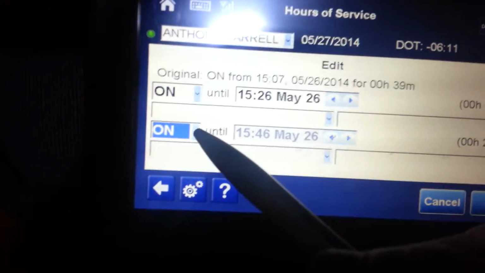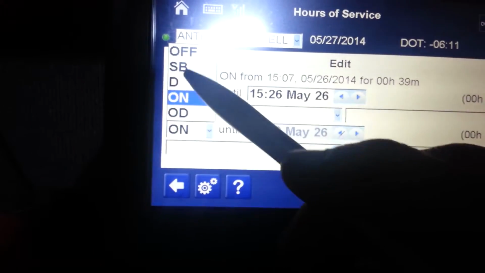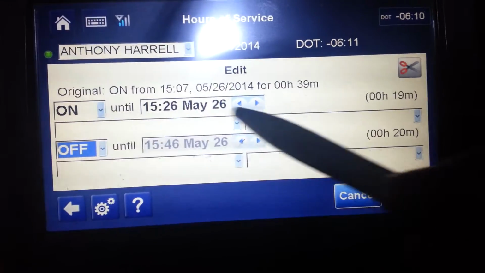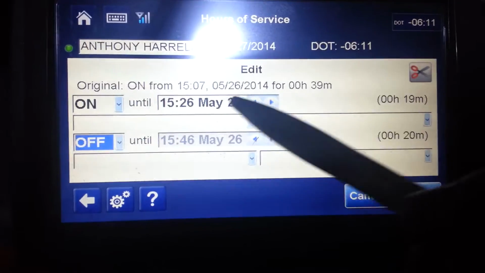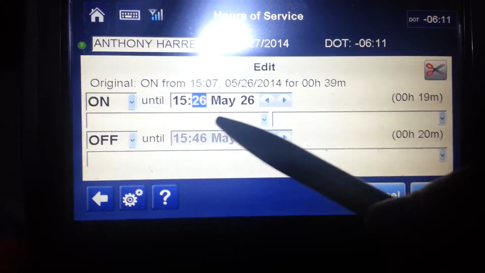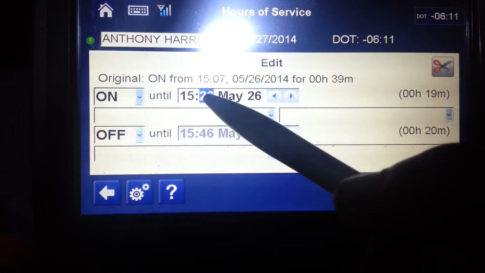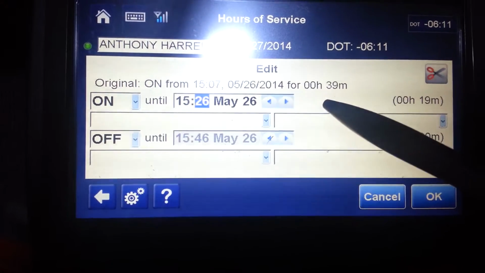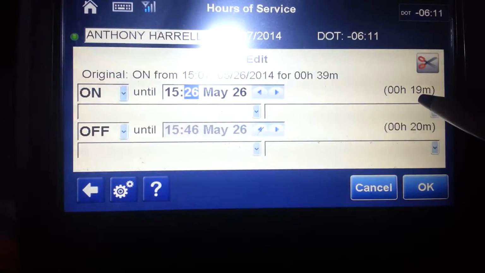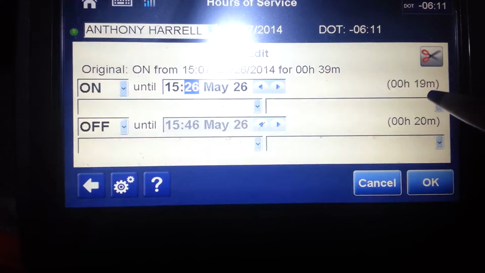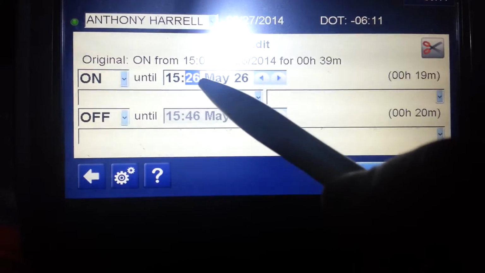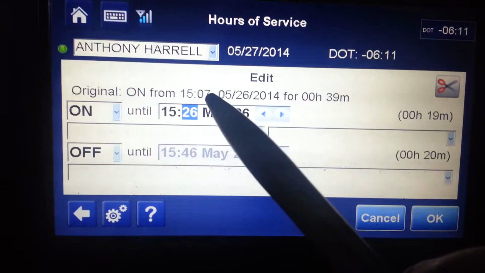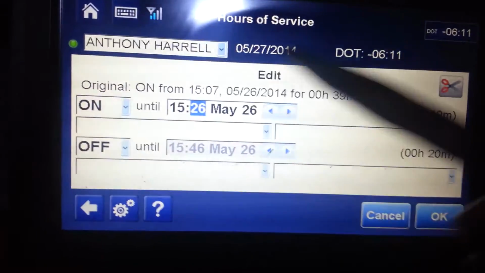and there you go. Now what you're gonna do is put this on off duty, and I want to make this top line 15 minutes. So I was on duty from 15:07, and that's the 39 minutes. So I want to take it and make the 19 minutes to 15 minutes. So when you push that the 15:26 away from the 15:07, it increases the time. Let me show y'all.